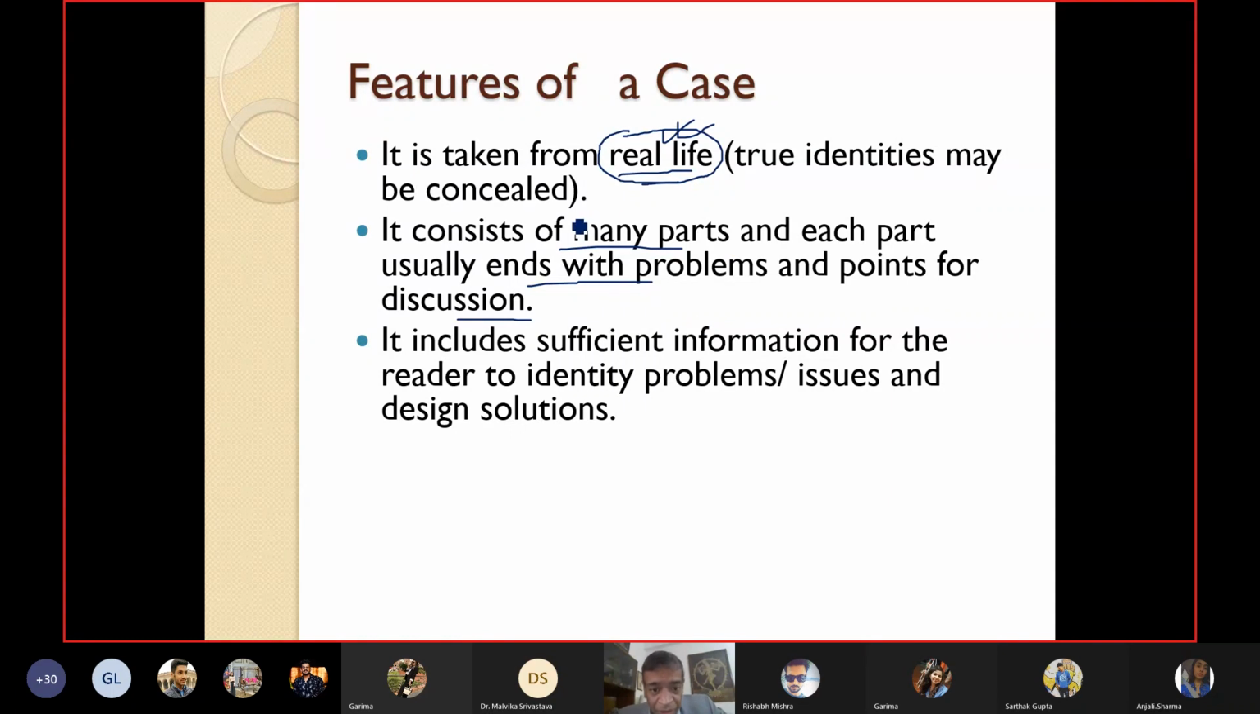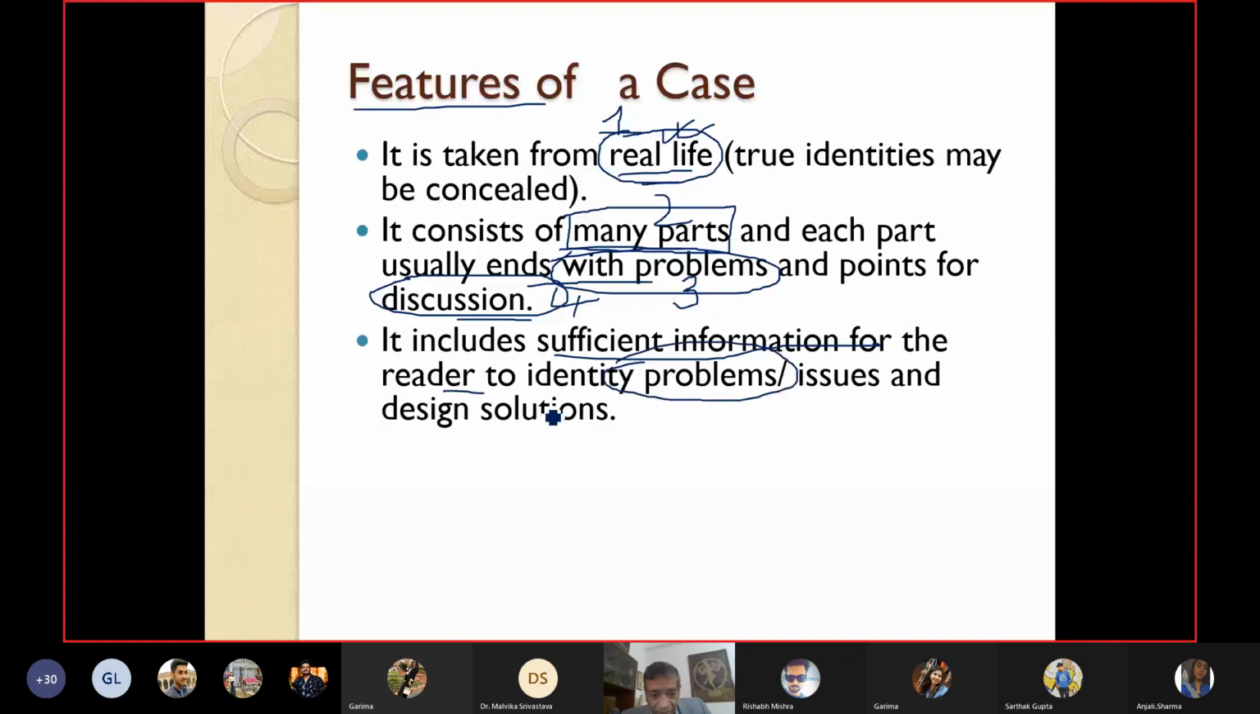So, a case has many parts. A case can be even 30, 40 pages. It consists of many parts, and each part ends with a problem. And for each of the problems, there are discussions. So, listen to my numbering here, features of a case. One, it is taken from a real life situation. Two, it consists of many parts. Three, each part has a problem which you need to discuss. Four, it includes information for the reader to identify the problems and then design solutions.